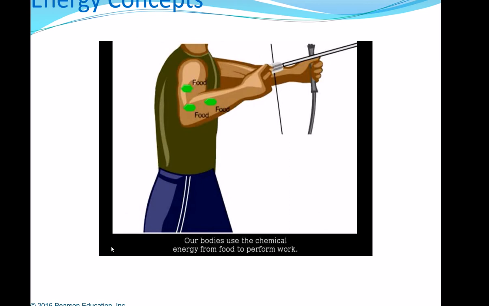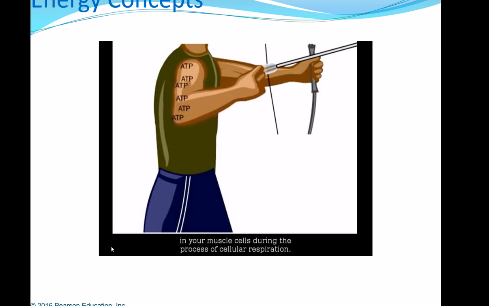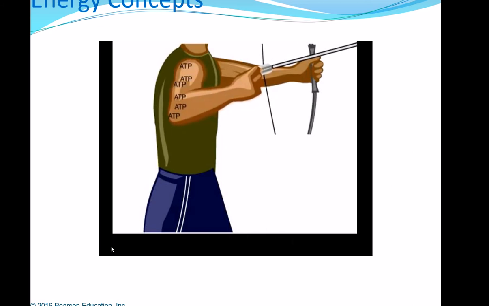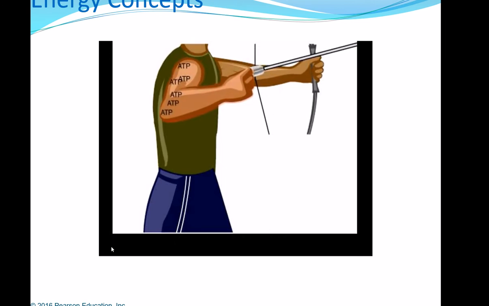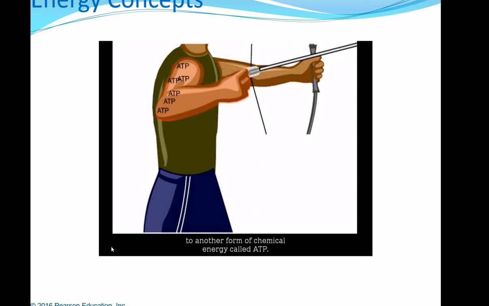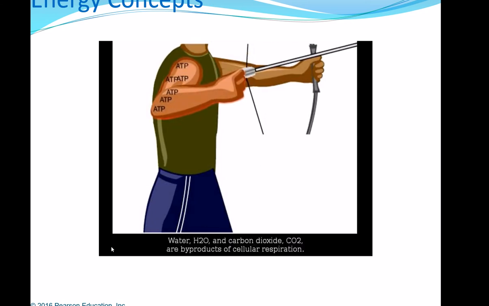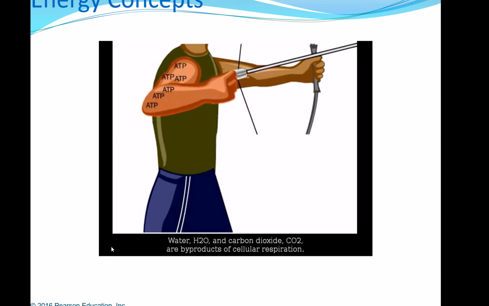Our bodies use the chemical energy from food to perform work. Chemical energy is a form of potential energy. When your body breaks down food molecules, the stored potential energy from food can be converted to kinetic energy. The stored chemical energy in food is released in your muscle cells during the process of cellular respiration. Using oxygen, cellular respiration converts chemical energy from food to another form of chemical energy called ATP. Water, H2O, and carbon dioxide, CO2, are byproducts of cellular respiration.